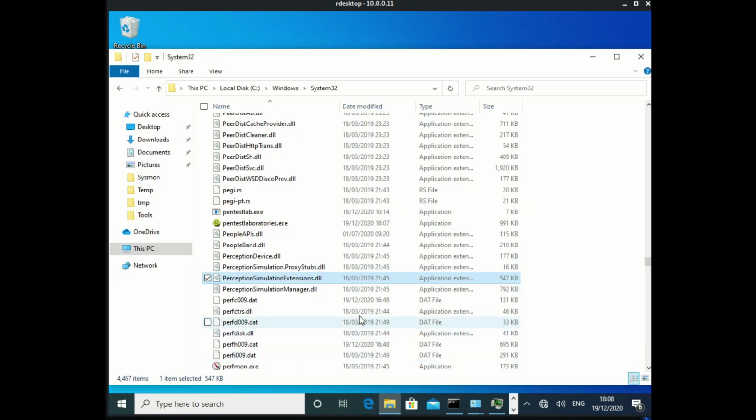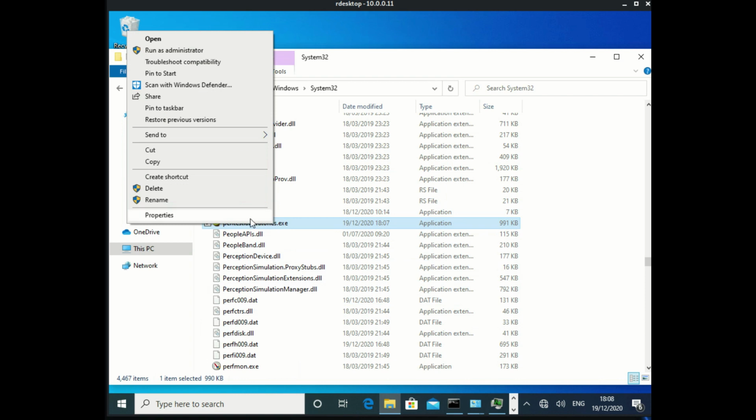The new file that will be written on the disk will retain the signature of the file that has been replaced.